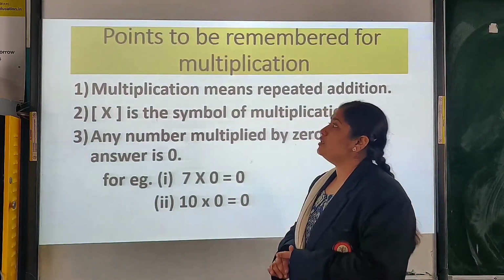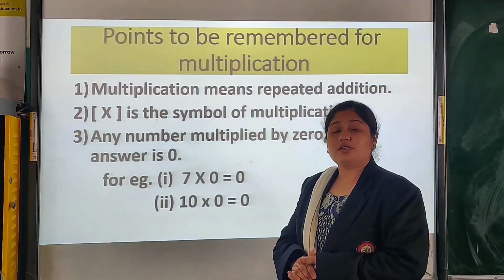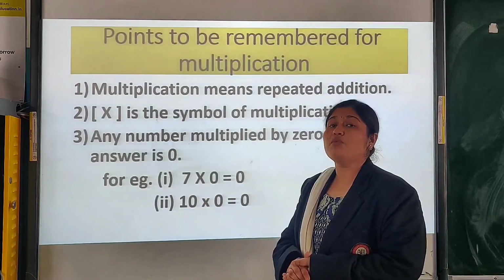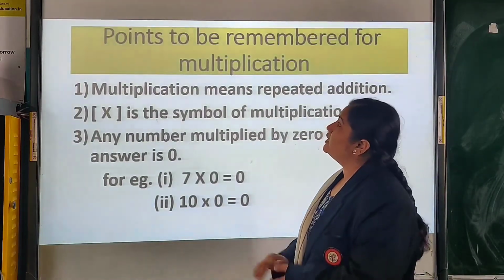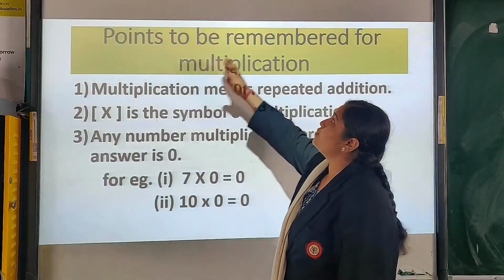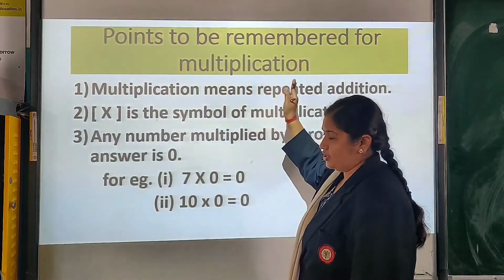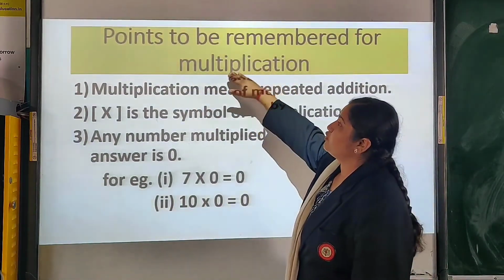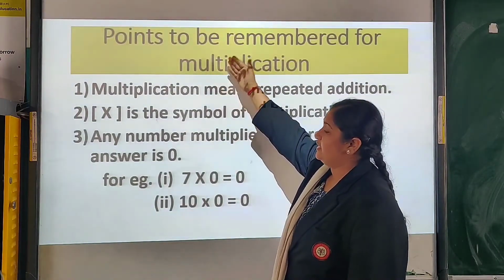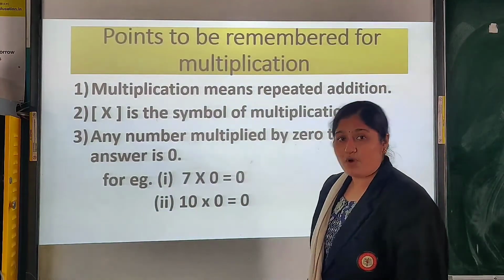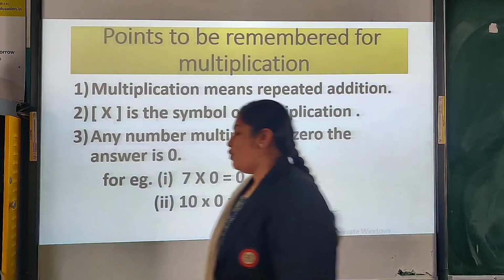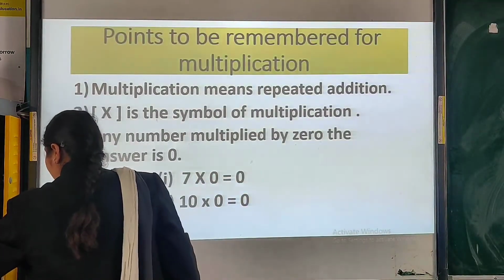With that, on the new page, you have to write down the chapter number 4. Chapter 4, multiplication. Okay? Then you have to start: points to be remembered for multiplication. Okay, on that page, first of all, you will write down the heading, this heading. Then you have to write down these 3 points. Okay?